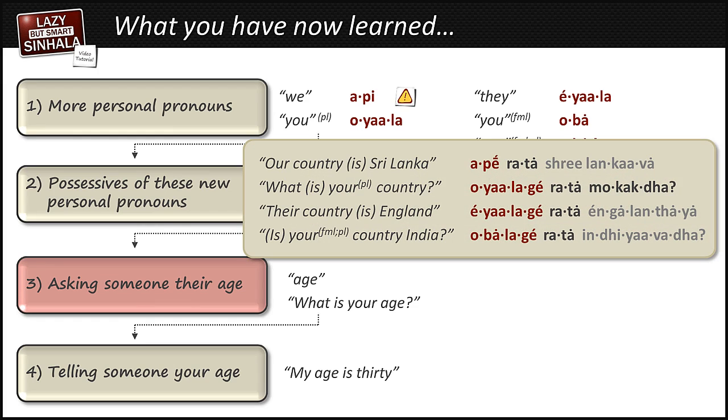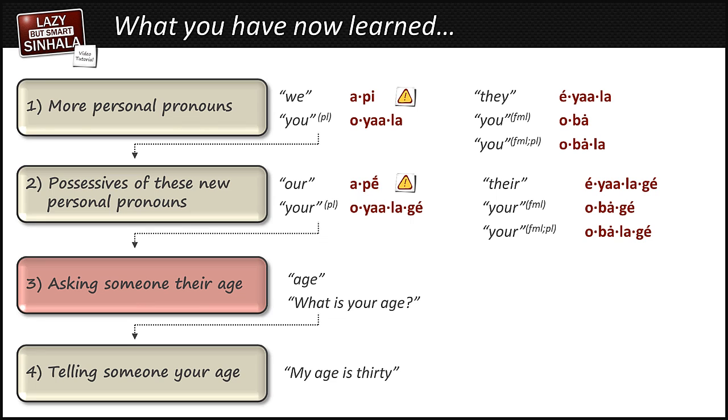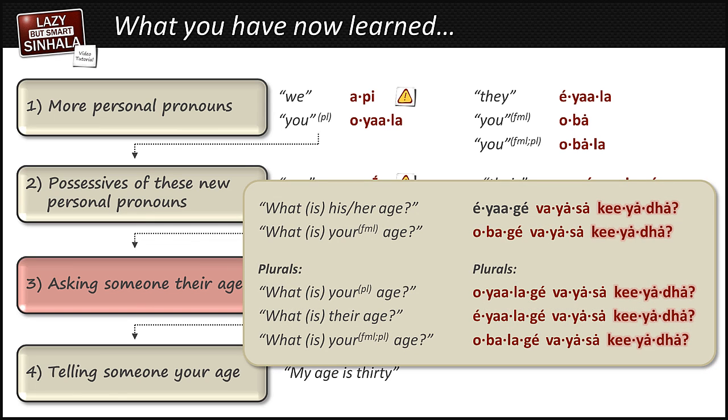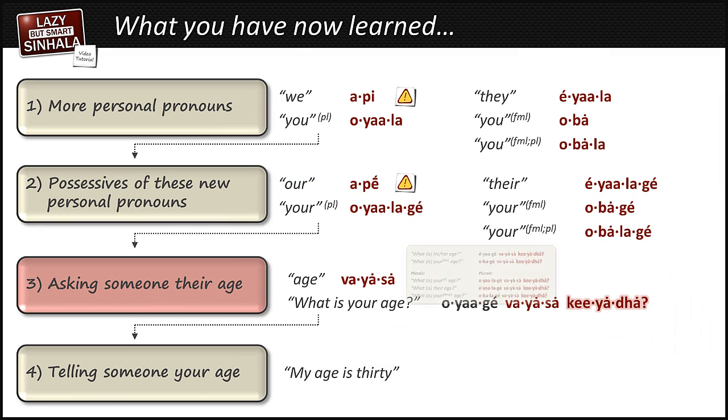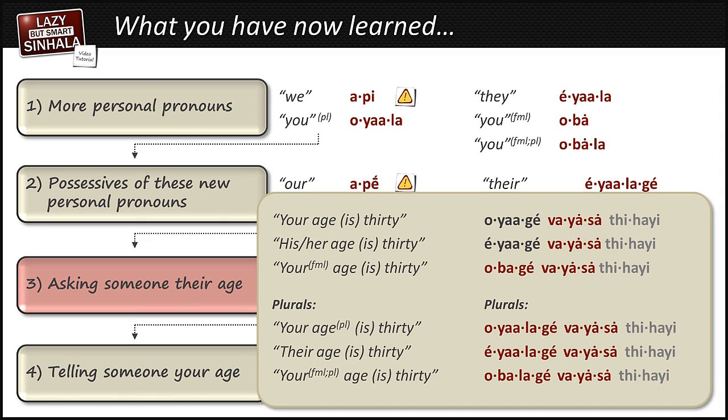We once again use these in sentences that we saw in previous episodes by simply substituting the possessive with whichever new possessive we wanted. In section 3, we saw the word for age, which was vayasa. Using this, we learned how to ask what is your age, which was oyage vayasa kiyada. We then replaced oyage with all the personal pronouns we have seen so far to see the different variations of this question. And in the last section, you learned how to say my age is 30, which was mage vayasa tihai. We then replaced mage with all the personal pronouns to see different ways of telling someone's age.